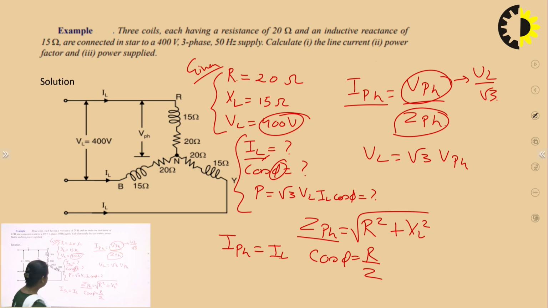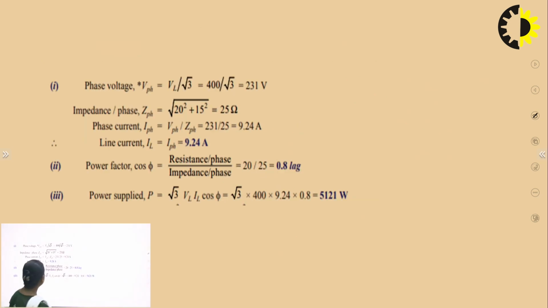And then next you have to find this P, that is active power. So root 3 VL IL cos phi. You know the value of cos phi, you know the value of IL and you know the value of VL. So putting all the values, you will get the value of P. So these are the answers.